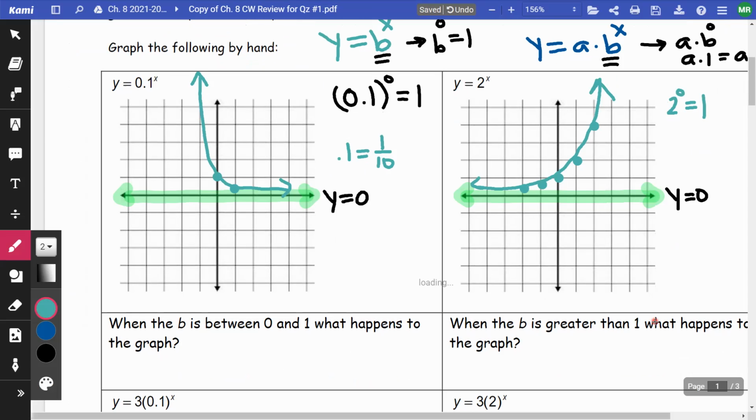Now, for this, it says, when the b is between 0 and 1, what happens to the graph? So that's this first one up here, okay? And what happens to the graph when your b is between 0 and 1? So I'm just going to write 0 less than b less than 1. What's going to happen is we're going to have a decreasing graph. This one here, my b was greater than 1. It's a 2. So when my b is greater than 1, I'm going to have an increasing graph.